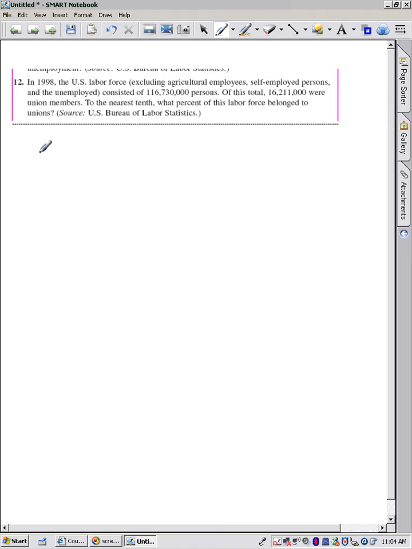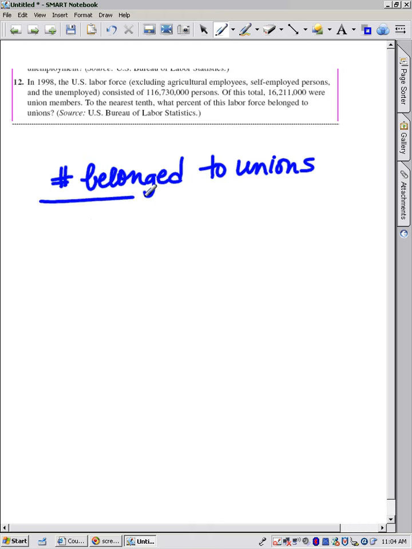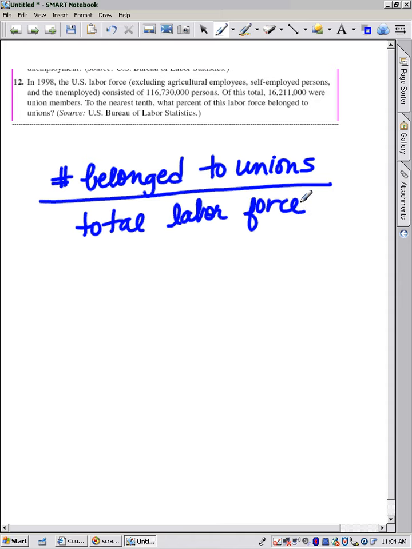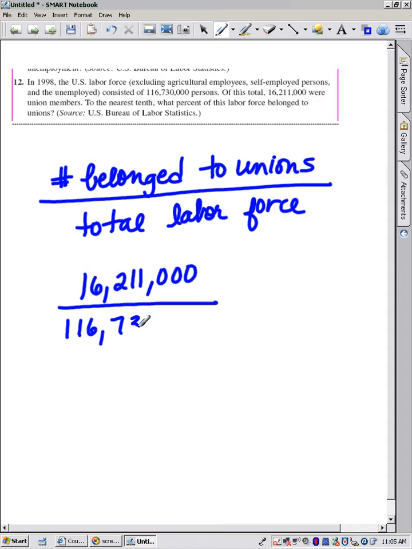Well, the way that you're going to find the percent, you're going to write the number that belonged to unions divided by the total labor force. So for us, we're going to have to write the number that belonged to unions, which is 16,211,000, divided by the total workforce, which was 116,730,000.